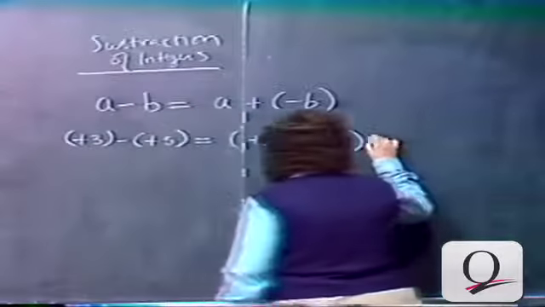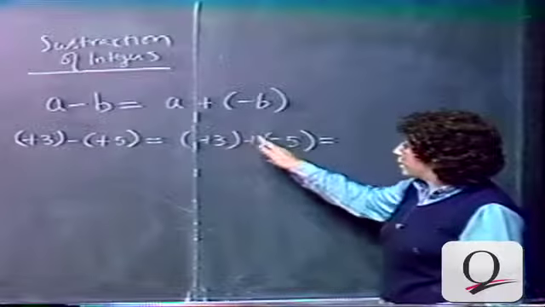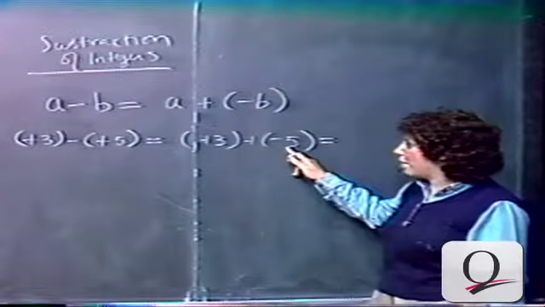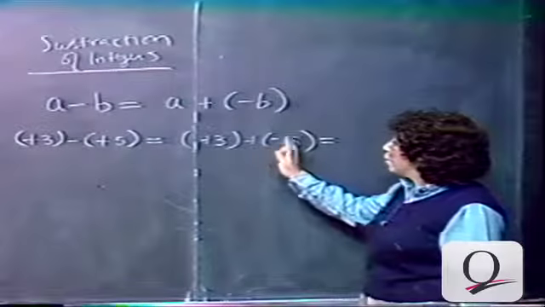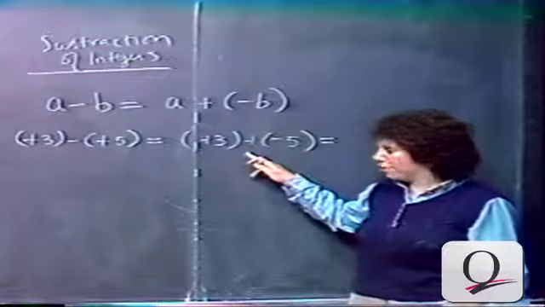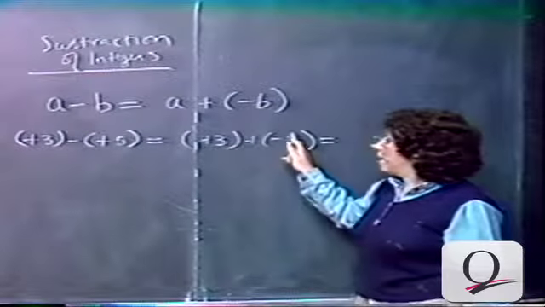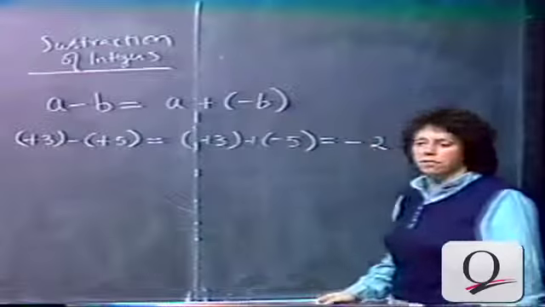Now over here, we want to add two signed numbers. Well, plus 3 and minus 5 have different signs. So how do we add signed numbers when they're different signs? We block out the sign. We see 5 and 3. 5 take away 3 is 2. The larger of the numbers was 5, and it had a minus sign, so the answer has a minus sign.